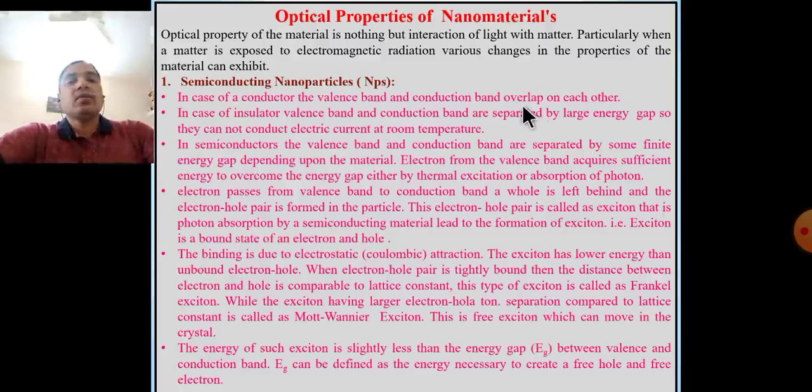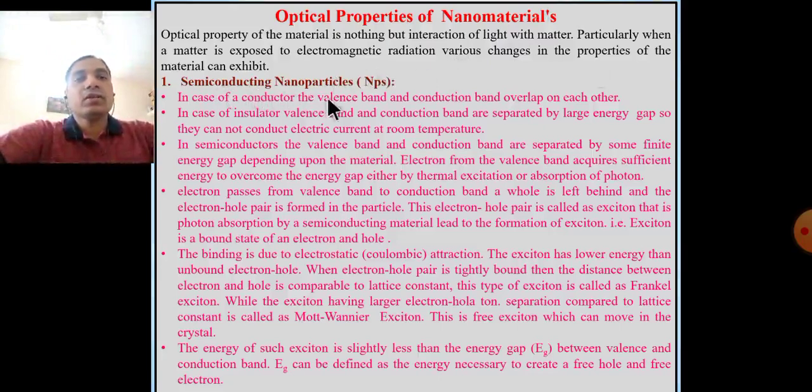Optical properties of nanomaterials. The optical property of a material is nothing but the interaction of light with matter, particularly when matter is exposed to electromagnetic radiation. Various changes in the properties of the material can be exhibited. There are two types of optical properties.